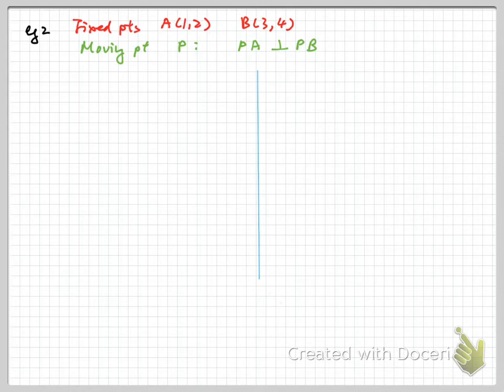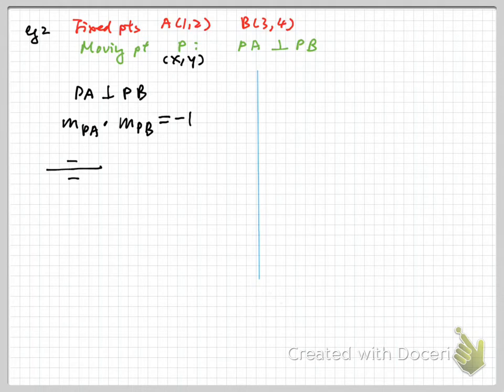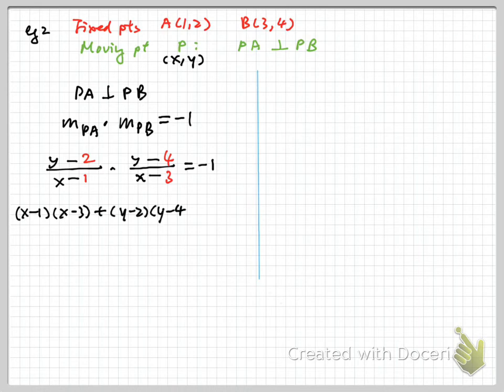So we have two fixed points, and the moving point P is x and y, alright? PA is perpendicular to PB. If PA is perpendicular to PB, we know that the slopes multiply to minus 1. So now all we need to do is to express these slopes in terms of A and B. So m_PA will be (y minus 2) over (x minus 1), and m_PB will be (y minus 4) over (x minus 3). Now all we need to do is simplify this equation. So we have (x minus 1)(x minus 3) plus (y minus 2)(y minus 4) equals 0.